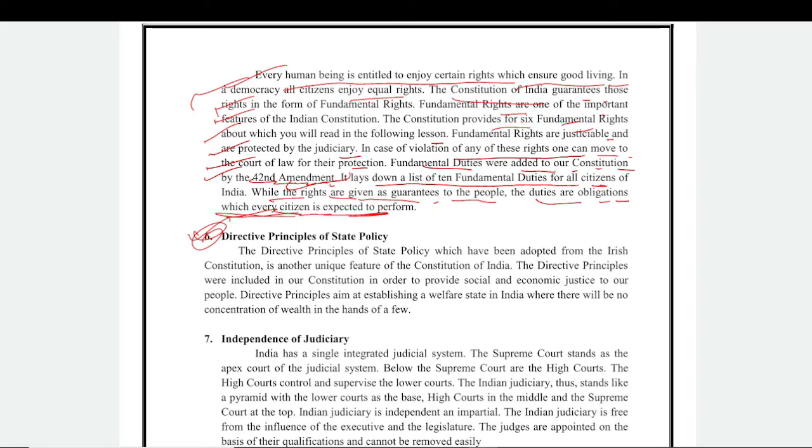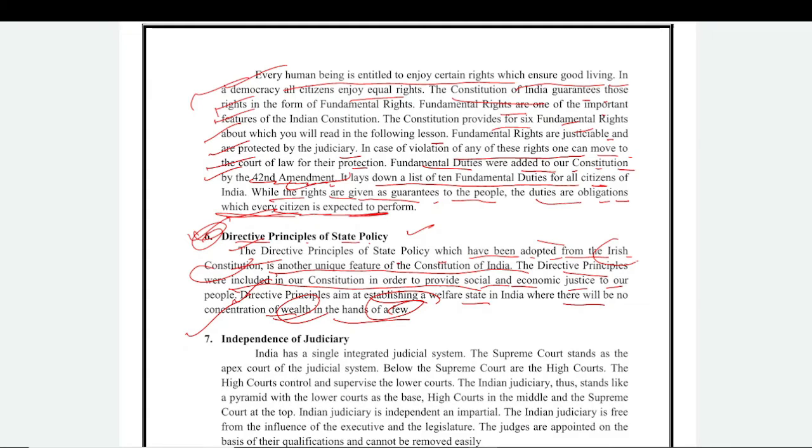The sixth salient feature is the directive principles of state policy. The directive principles of state policy, which have been adopted from the Irish Constitution, are another unique feature of the Constitution of India. The directive principles were included in our Constitution in order to provide social and economic justice to our people. The aim of the directive principles is to establish a welfare state in India where there will be no concentration of wealth in the hands of a few. No concentration of wealth.